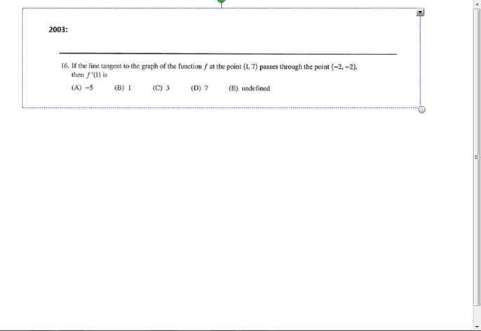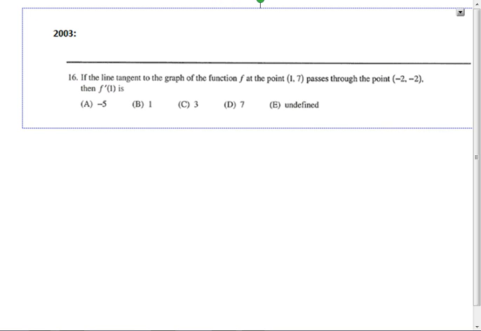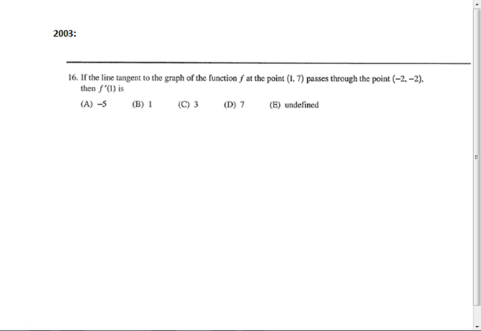Now, don't make this hard. This is number 16. If the line tangent to the graph of the function at 1, 7 passes through -2, 2, then the slope at 1 is, or the derivative at 1. So I don't know what the function looks like, but I'm going to draw a little picture, see if I can help you with this. This is 1, 7. And my tangent line touches here, and it goes through -2, 2. Are you okay with me not drawing this correctly? We'll put -2, 2 over here.